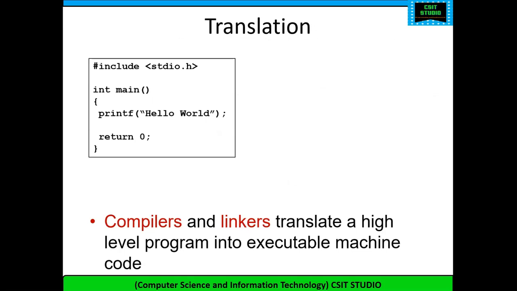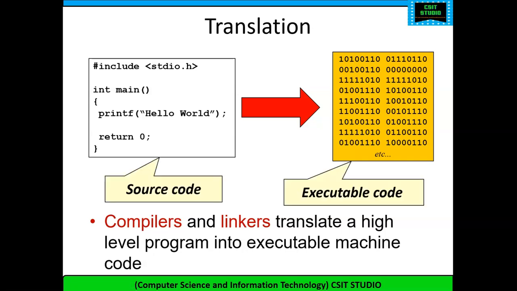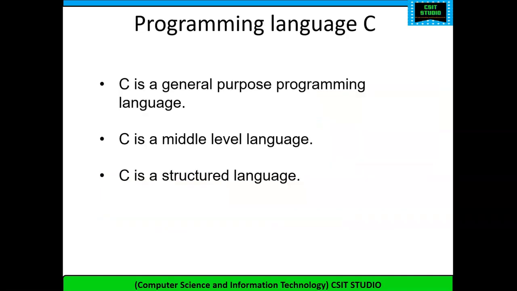Translation can be visualized. See, we can visualize the translation in this form. This is a C program that is now translated maybe in this form. This is a series of zeros and ones. We call it a binary form. And the compiler along with the linker translate the high level program into executable machine code that can be independently executed on a machine. So here the source code is translated into executable code.